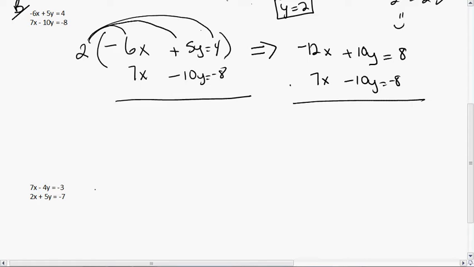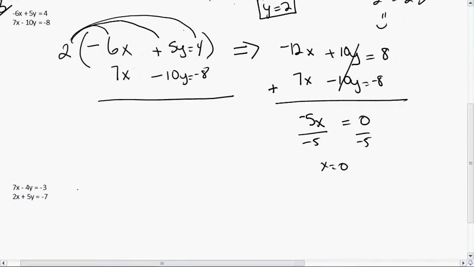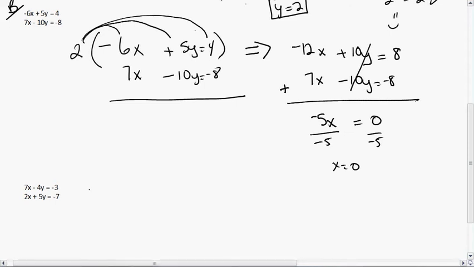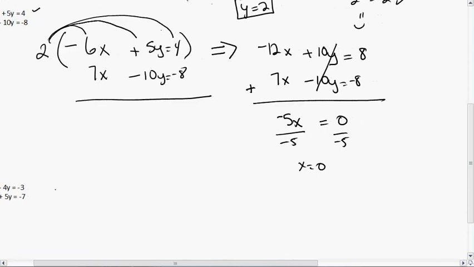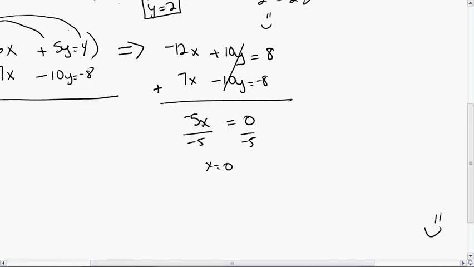Add the two equations together next. So negative 12 plus 7 is negative 5x. My y terms are going to cancel out, and 8 plus a negative 8 is 0. Divide both sides by negative 5. X equals 0. Same process now to find y. We'll pick one of the two equations. I'll use the top equation. Negative 6x plus 5y equals 4.